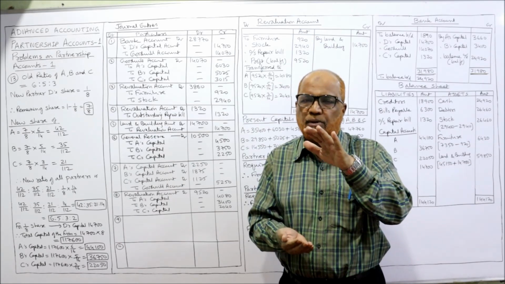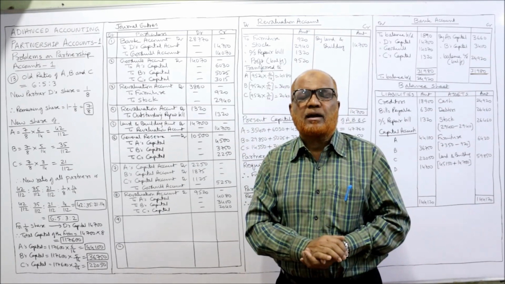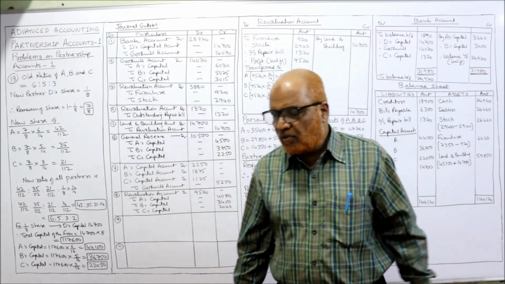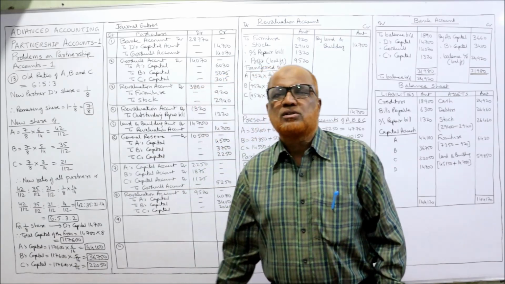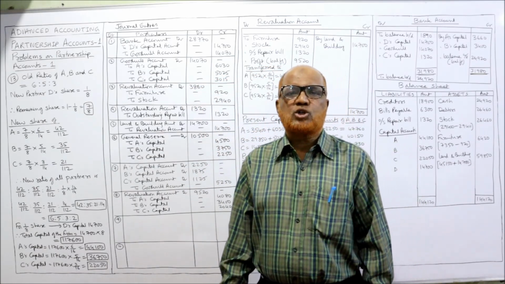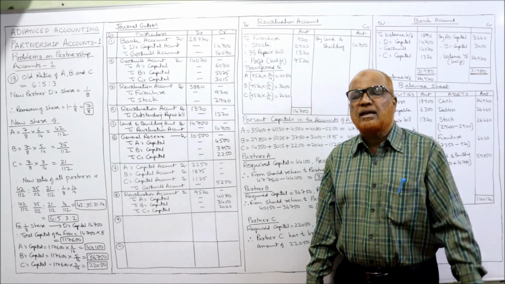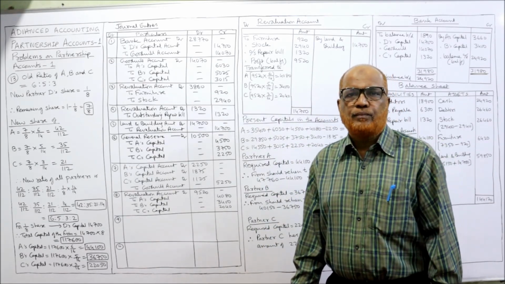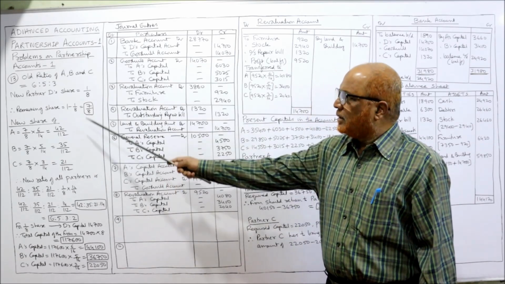Or if the partner's capital is showing less balance, ask the partner to bring further capital. That is the new point. So before starting the journal entries, we'll calculate what the new profit sharing ratio is and what the capital of A, B and C should be according to the new profit sharing ratio.